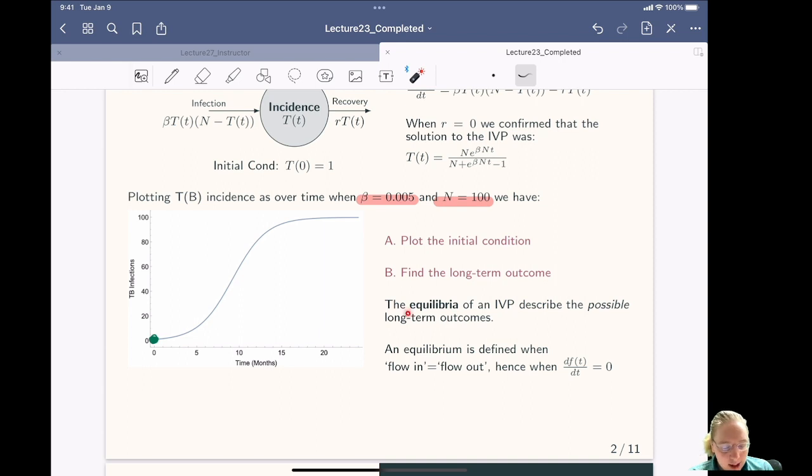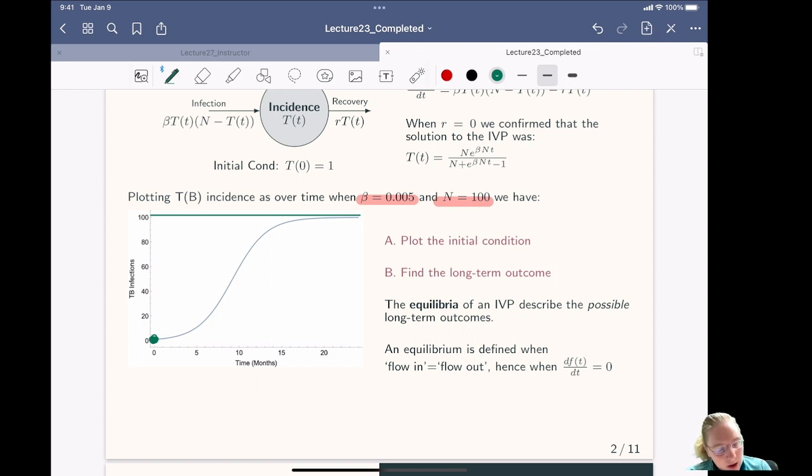We're going to be looking at the equilibria of the system, or the equilibria of the IVP. The equilibria describe the possible, I'm going to emphasize that word, possible, long-term outcomes of this system. In particular, I'm going to tell you that there's an equilibrium in the system around there.